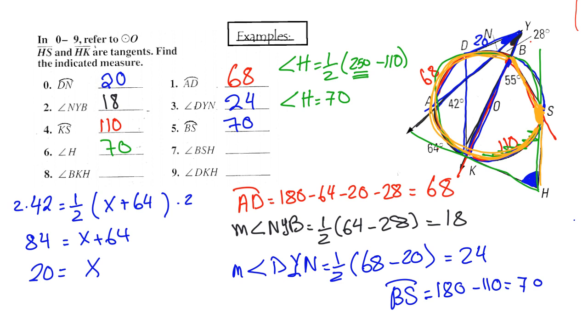Did we figure out the value of BS? The arc BS was 70. So the remaining one, 360 minus the 70, is equal to 290. So now I can figure out the measure of angle BSH, which is equal to half of the intercepted arc, 290. 290 divided by 2 is equal to 145. So the measure of this angle is 145.